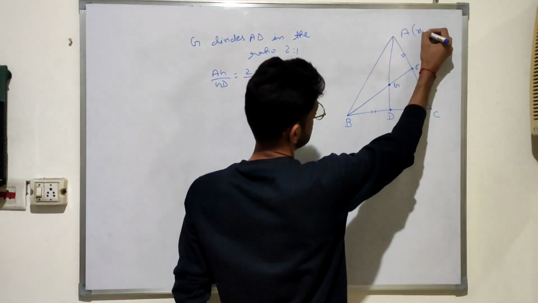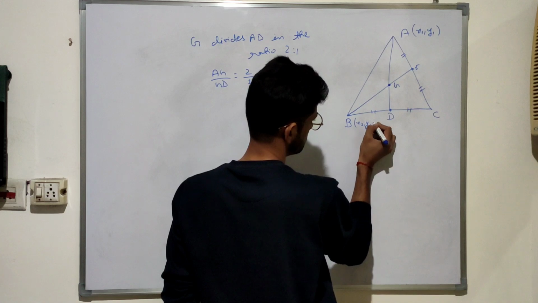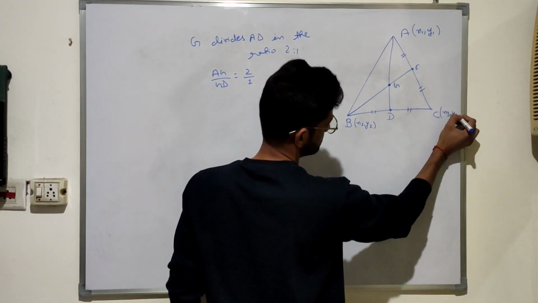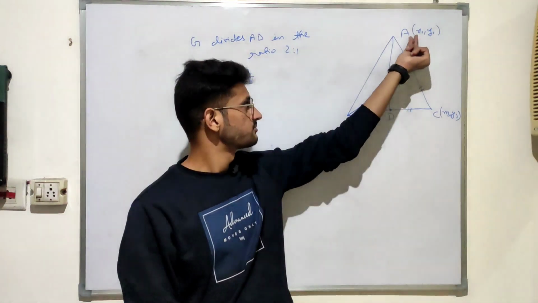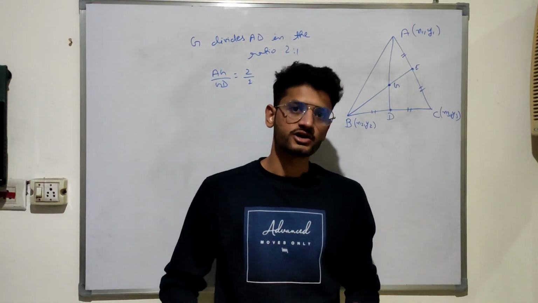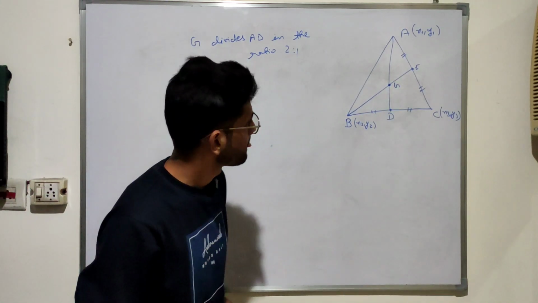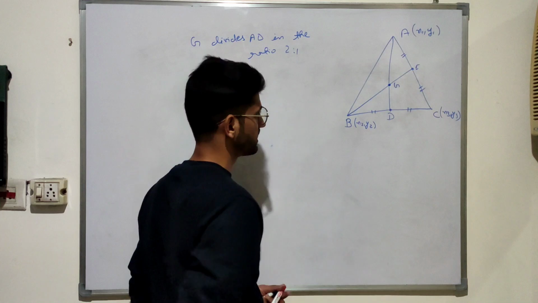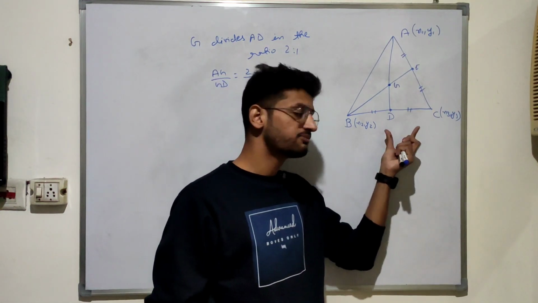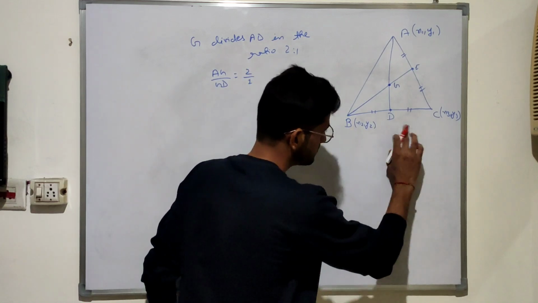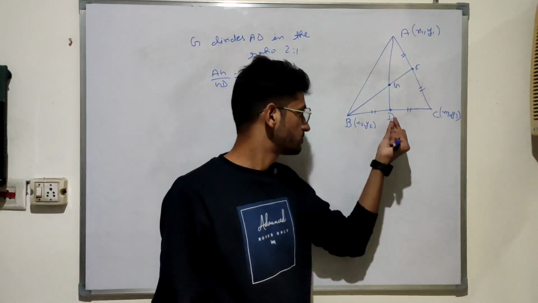And we know the coordinates of A, B and C: A is x1 comma y1, B is x2 comma y2, and C is x3 comma y3. Our target is to find the coordinates of the centroid, that is, point G. We know that G divides AD in the ratio 2:1, and we are going to take advantage of that. Before that, we know that D is the midpoint of BC, so we can easily write the coordinates of point D.